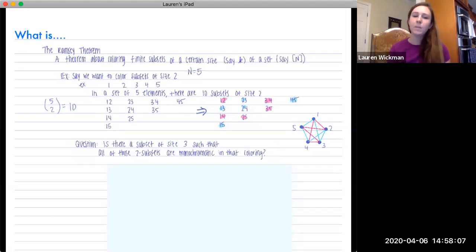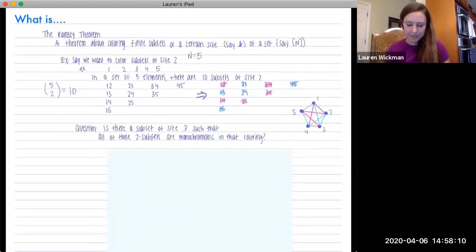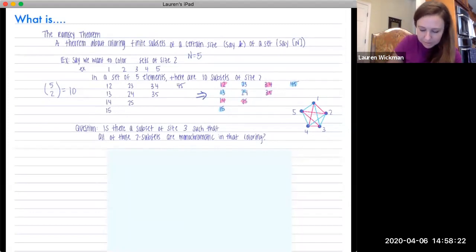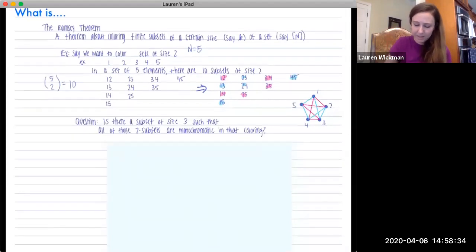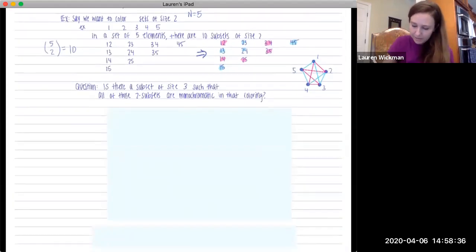So the question that we're trying to answer is, is there a subset of size 3 which is monochromatic? So that means when I look at these 5 elements, I want to find a subset of those 5 elements, maybe 1, 2, 3, maybe 2, 3, 4, just a subset with size 3, such that all of the 2 subsets contained in there are the same color based on my coloring that I decided up there. So let's look at that.